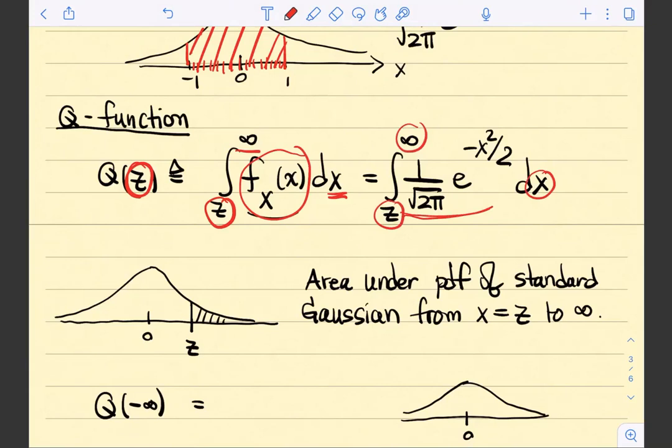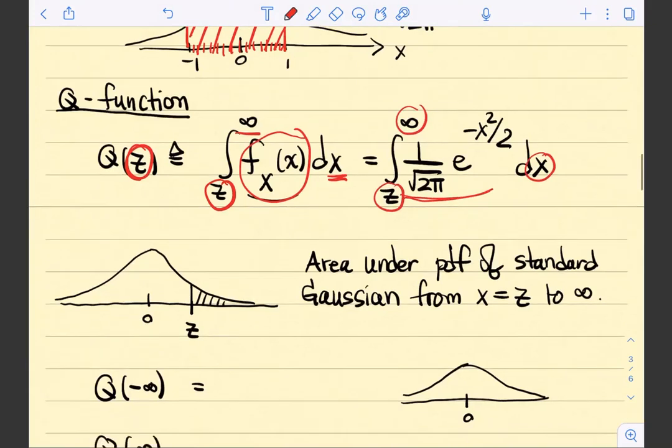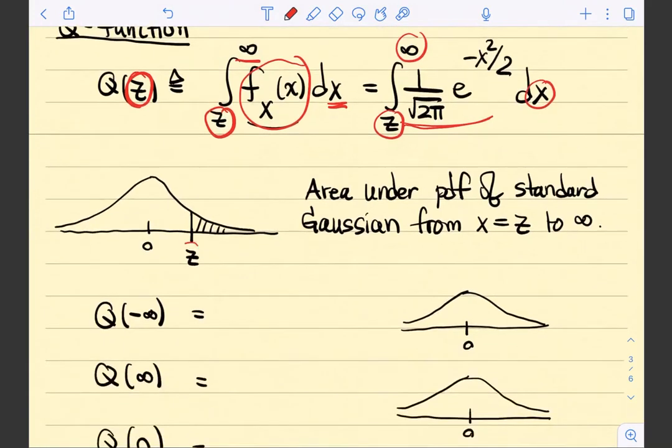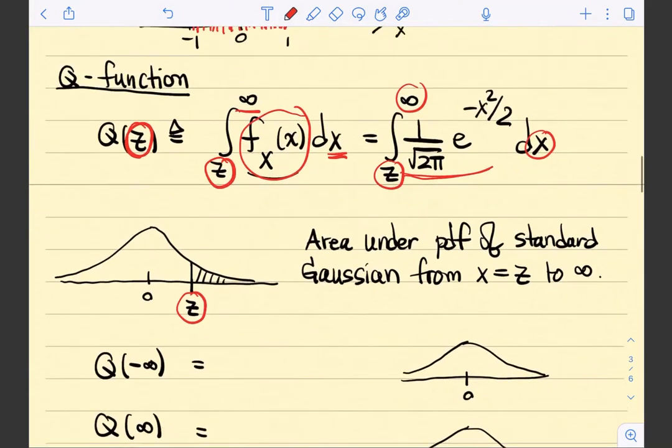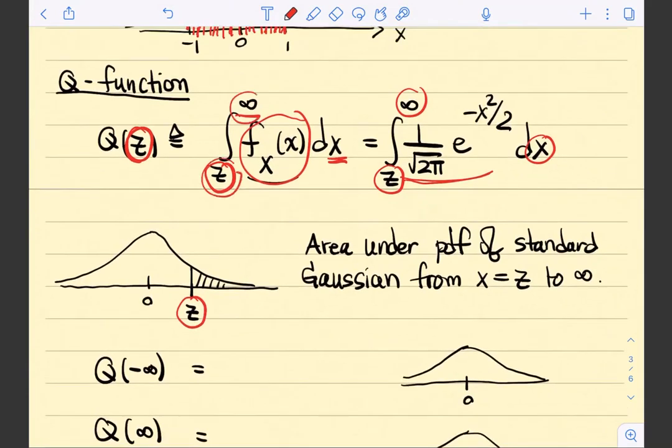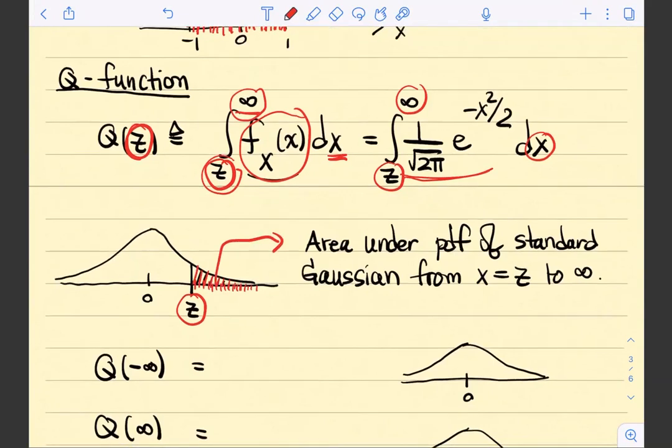In terms of area under the curve, for example, z is here. Let's look at what we have here. We integrate from z to infinity. Z to infinity means right here, to infinity. So that means it's the tail, the right tail. We want to find the area of this right tail, and that's going to give us the Q function. So this is the area under the PDF of the standard Gaussian from x equal to z to x equal to infinity, and this is equal to Q of z.